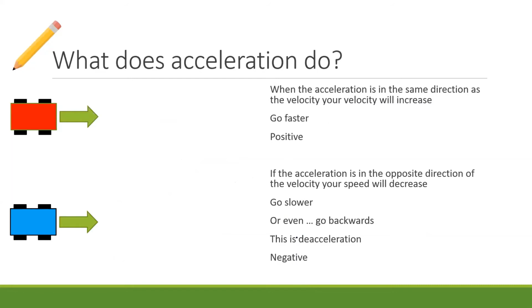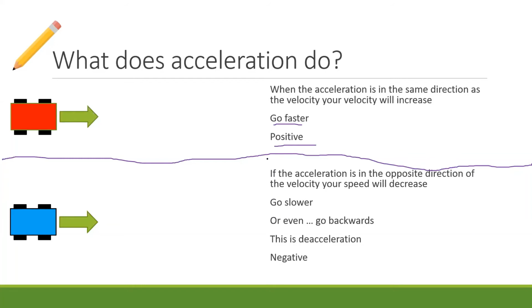So what does acceleration do? I apologize, I know there's a fair bit on this slide. That's actually on me. I really should have broken this slide up into two parts. So let's just focus on this top part first. I've got a little animation to show you. When the acceleration is in the same direction as your velocity, your velocity will increase. In other words, you will go faster. And the hint is that it's a positive. You're adding the two things together. So what does that look like?